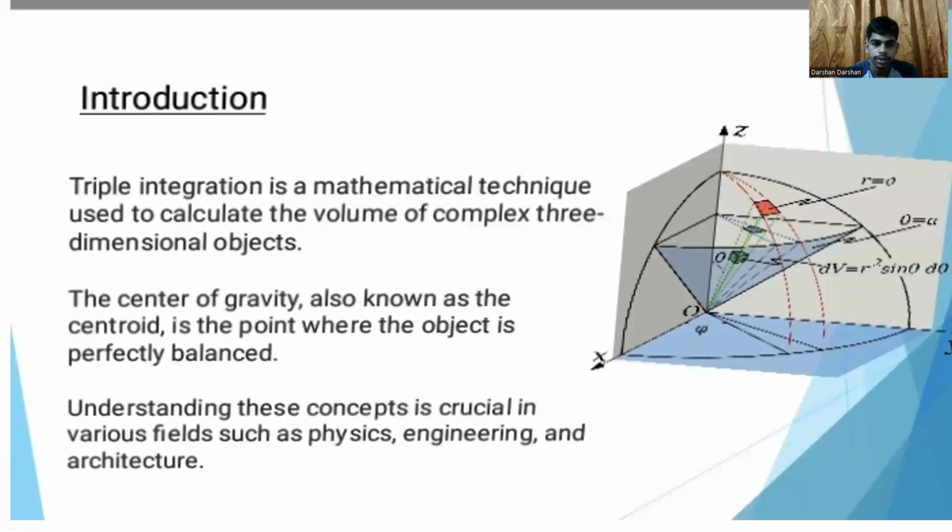So first, to introduce it, triple integration is a mathematical technique used to calculate the volume of complex three-dimensional objects. The center of gravity, also known as the centroid, is the point where the object is perfectly balanced. Understanding these concepts is crucial in various fields such as physics, engineering, and architecture, etc. So you can see here some of the introduction to triple integration. These are the three main points which are being used. And the diagram is here.